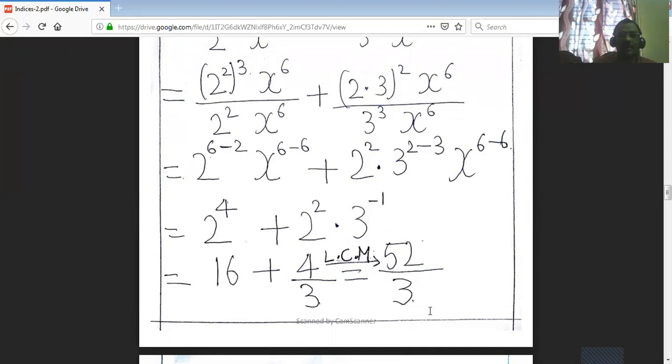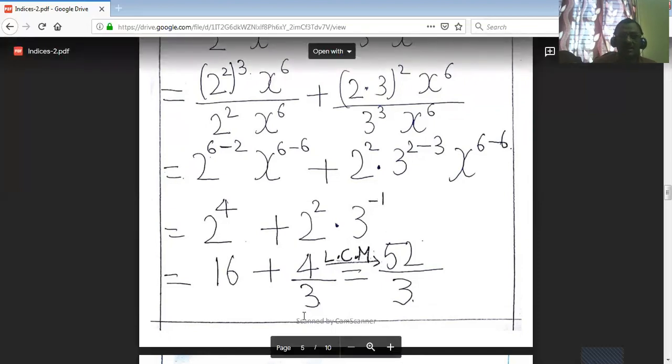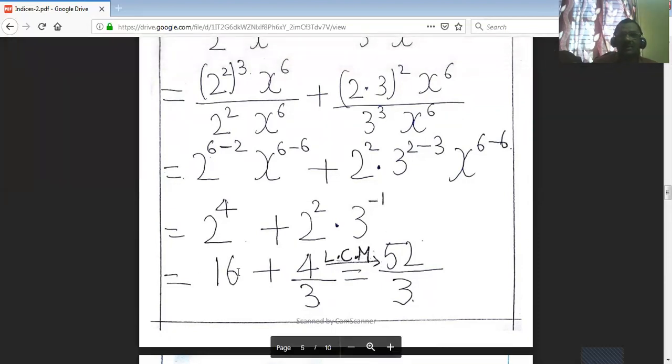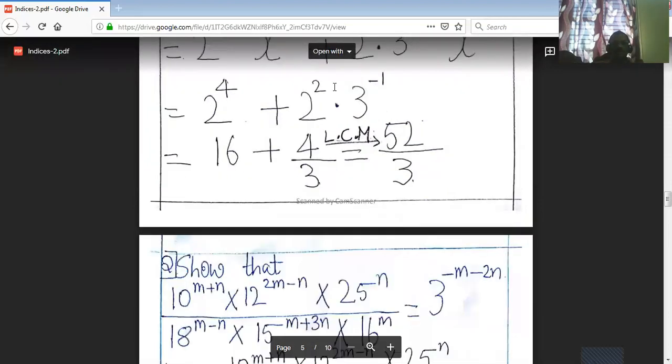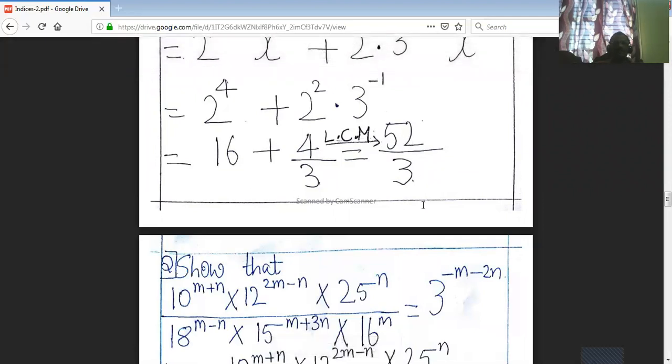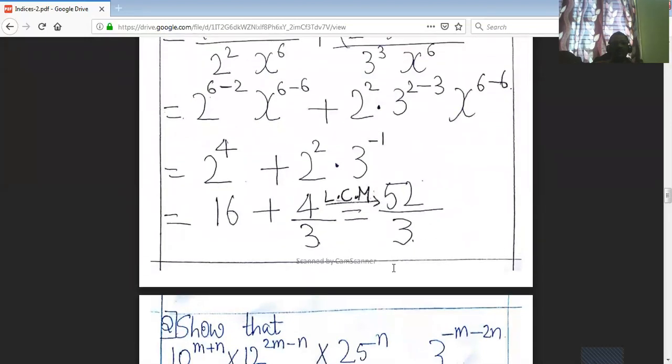16 plus 4 by 3, take the LCM, 3 as LCM. Now 16 3s are 48 plus 4 is 52, divided by 3. The final answer is this, 16 plus 4 by 3. You can take the LCM and simplify. This is 52 divided by 3.